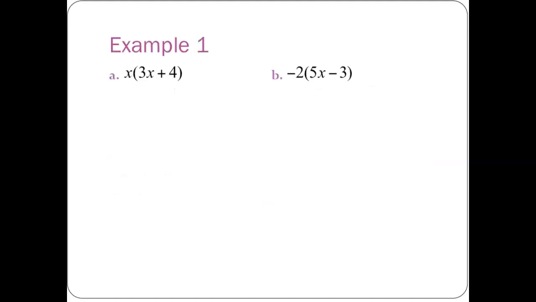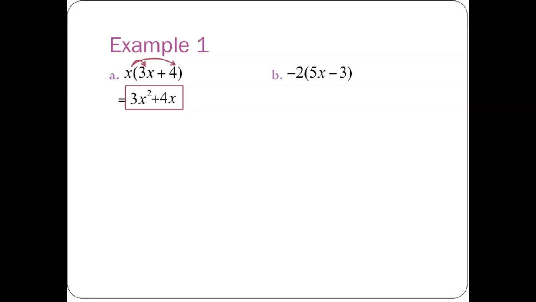So here are some examples of distributing. In this first one, x times 3x plus 4, we have to distribute the x to both the 3x and to the 4. So 3x times x, that's 3x squared, and then x times the 4 will give us 4x.